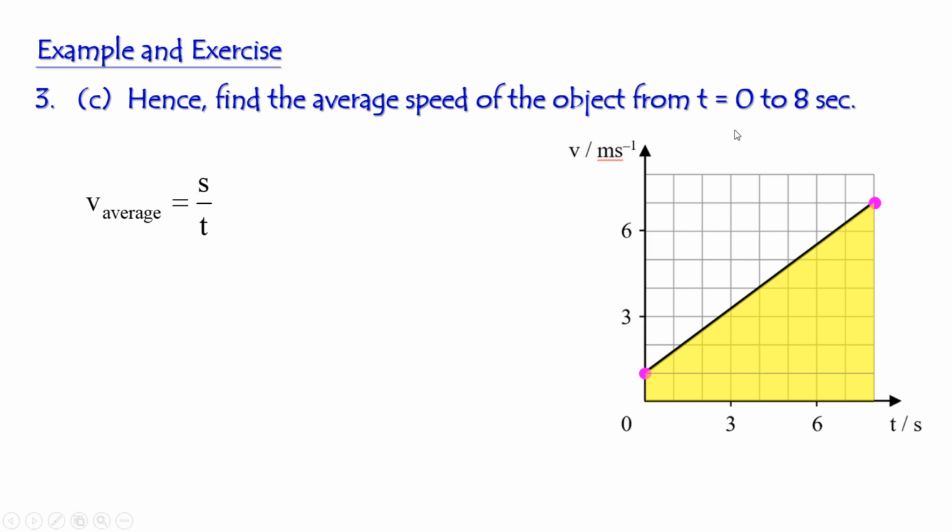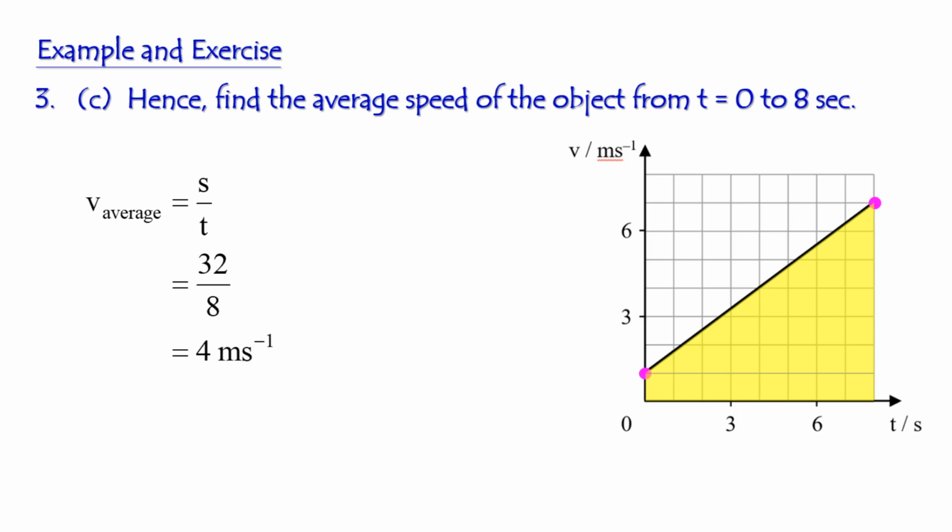Okay, from 0 to 8 seconds, what is the total distance traveled? Then this is the answer in part B. It should be equal to 32 and then divided by 8. The answer is 4 meter per second.